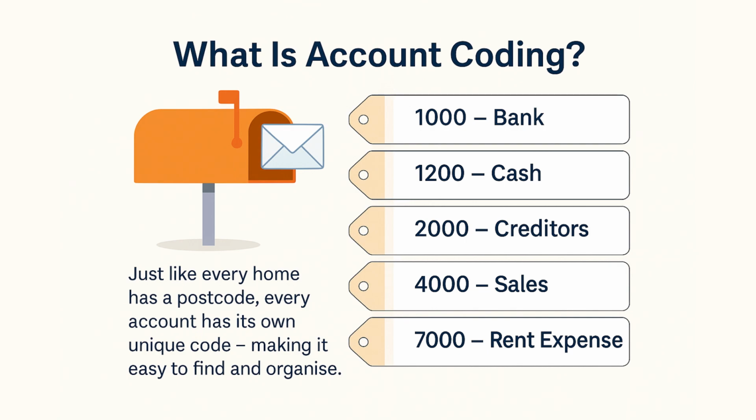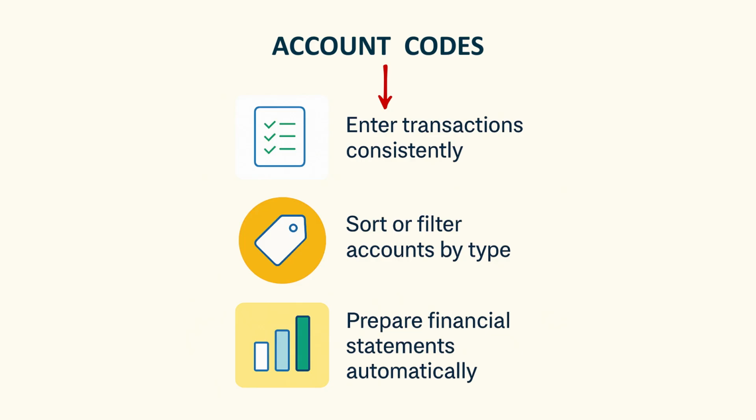What is account coding? Coding means assigning a unique number to each account in the chart of accounts. Think of it like a postcode system for your finances. Every account gets its own location number, so it can be found, grouped, and summarized easily. These numbers are called account codes or nominal codes, and they make it much faster to enter transactions consistently, sort or filter accounts by type, and prepare financial statements automatically.